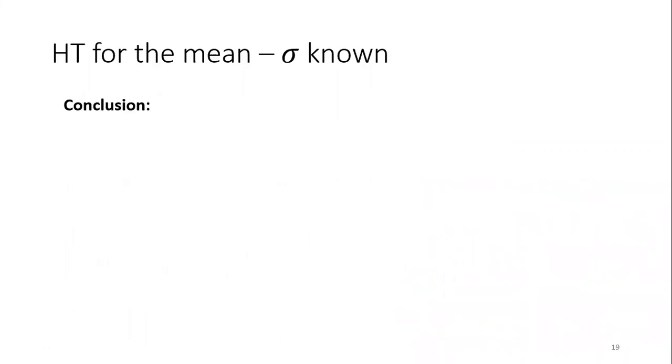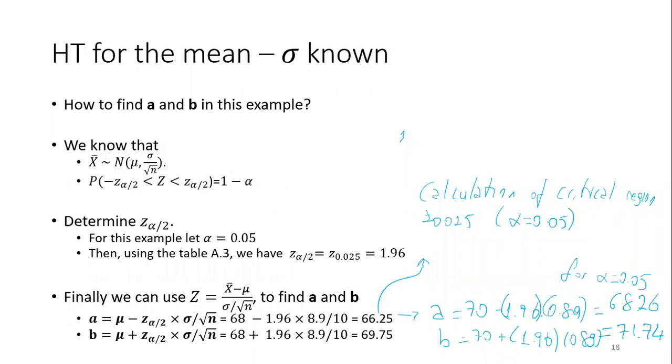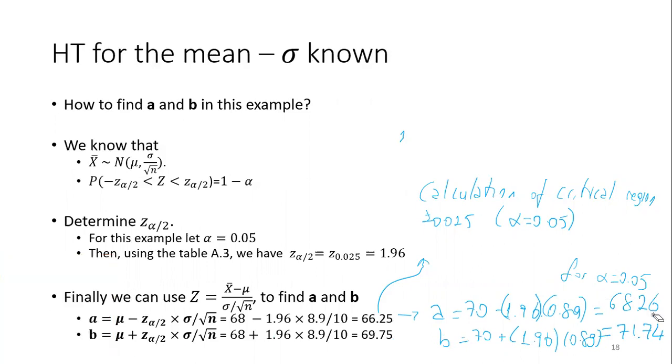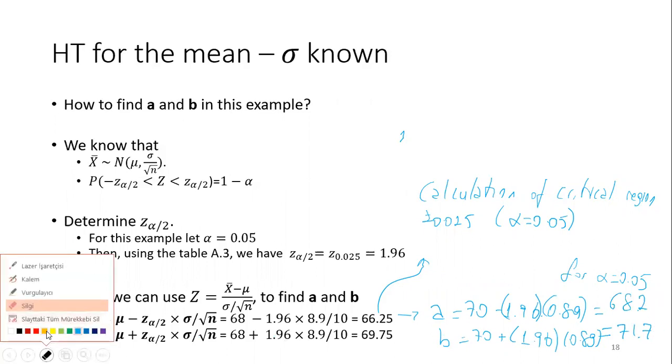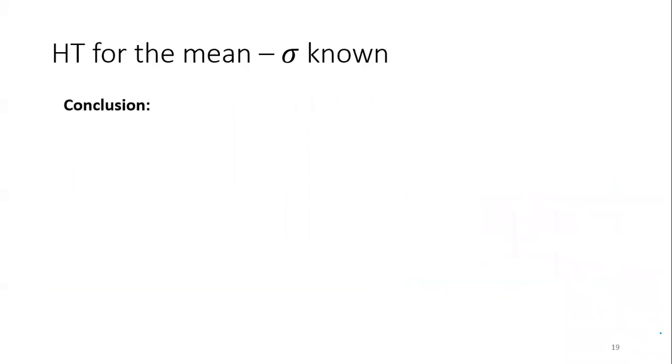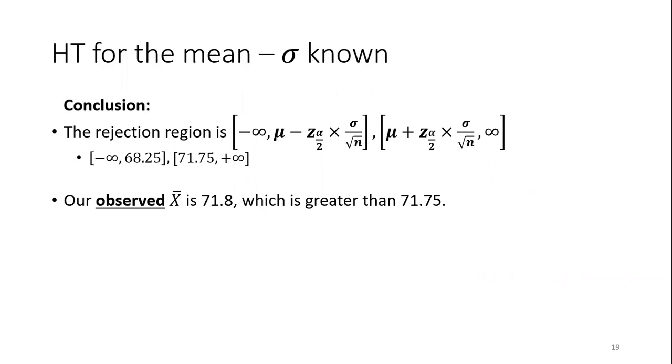So let me just write it like this, 68.25 and 71.75, so that it's compatible with the next slide, right? So it turns out that the rejection region is between minus infinity and 68.25, and 71.75 and plus infinity. This is the rejection region, right?